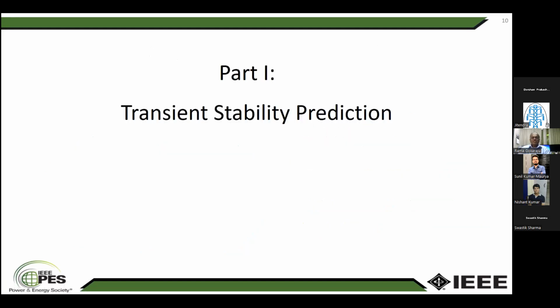So the first part of the presentation, the transient stability prediction, I will start with some basics about the out-of-step protection. And then the work that I did with GE, I'm going to show the algorithm that we implemented based on the WAMS-based scheme.